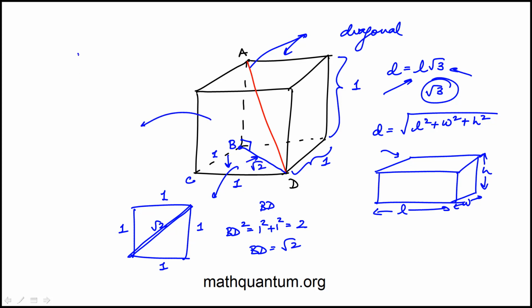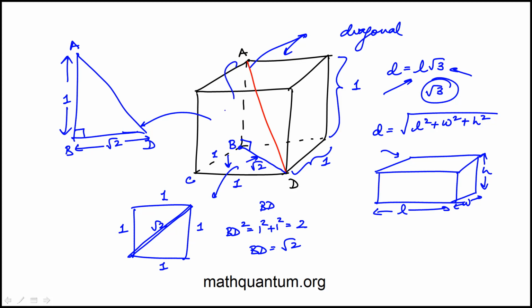So if I draw this triangle ABD, note this is a right triangle, this is root 2. That length is 1, because that's the length of each of the edges of this cube, and we need to find AD, which is the diagonal. So if I apply the Pythagorean theorem, AD square would be 1 square plus root 2 square, equal to 1 plus 2, which is 3, which means AD is square root of 3.